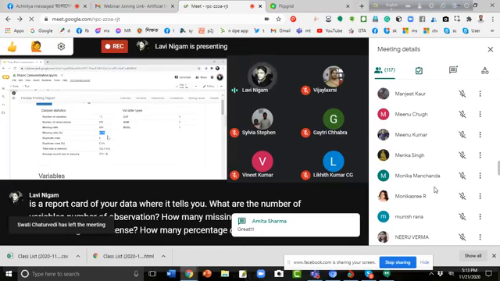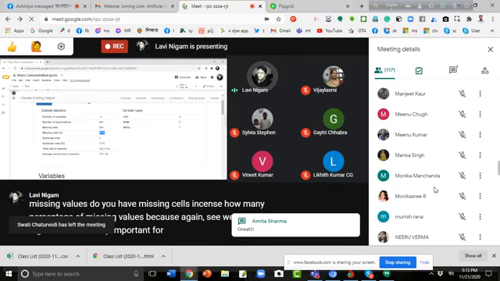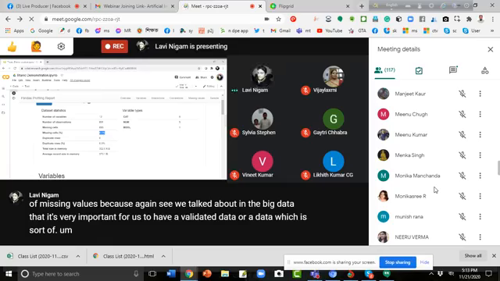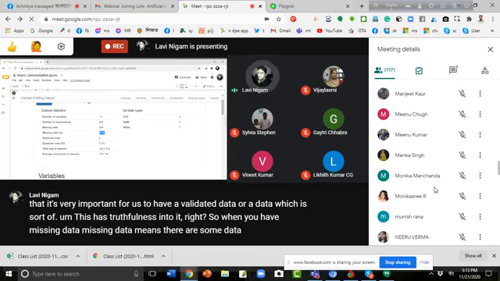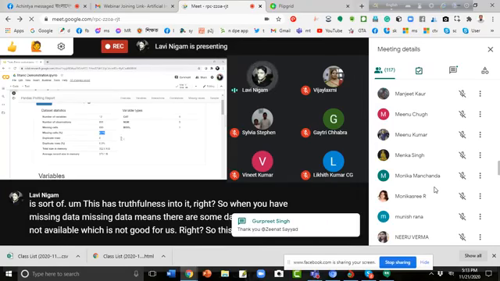Because again, we talked about in big data that it's very important for us to have validated data, or data which has truthfulness in it, right? So when you have missing data, it means there are some data points which are not available, which is not good for us, right? So this is what we get as a report.